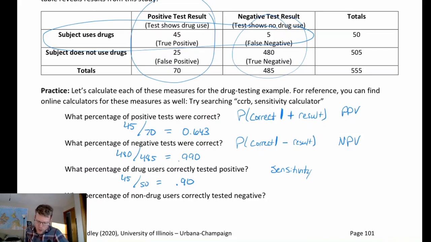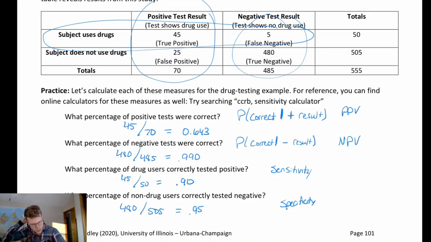Now, finally, what percentage of non-drug users correctly tested negative? This is specificity. We want to be specific. We're not sensitive about them because they don't need sensitivity. We're just going to be specific about what's going on. So what percentage is going to be this 480 out of 505 on that bottom row? And I get 0.95 approximately. All right.